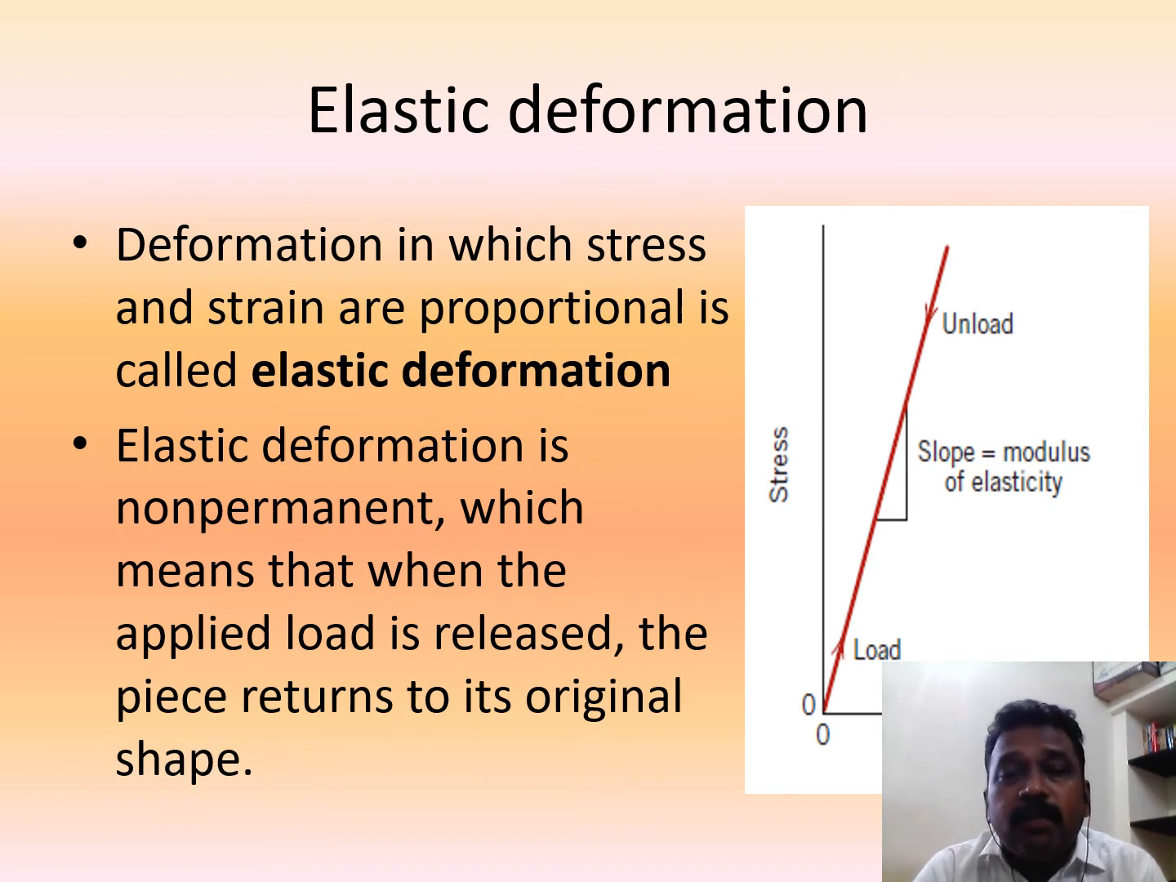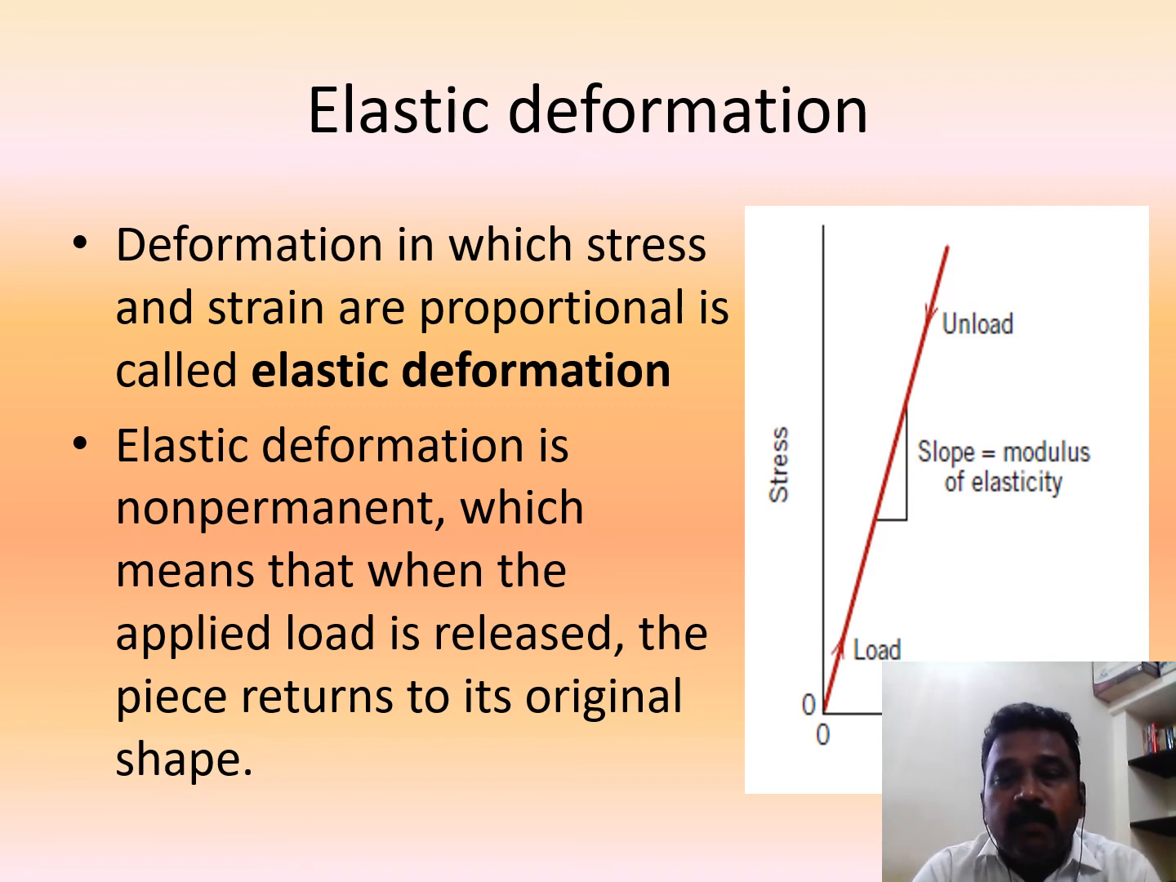So what is elastic deformation? You can see this diagram for stress and strain. The deformation in which stress and strain are proportional is called elastic deformation. You can see that straight line in the graph, with strain on the x-axis and stress on the y-axis. If you take the slope of that line, stress over strain, it is the modulus of elasticity, that is E, capital E.